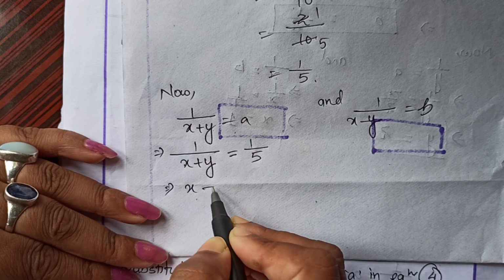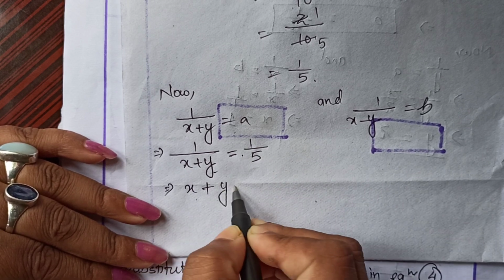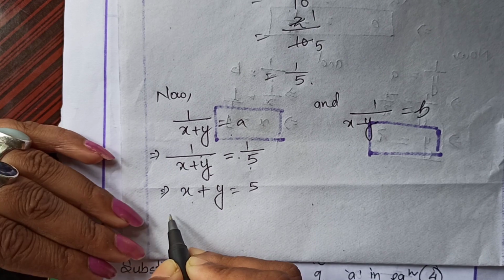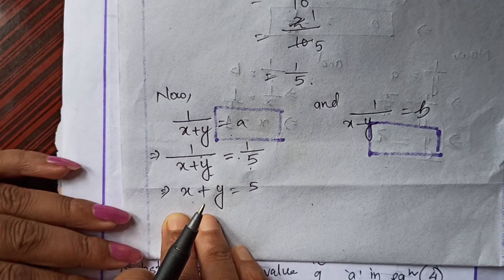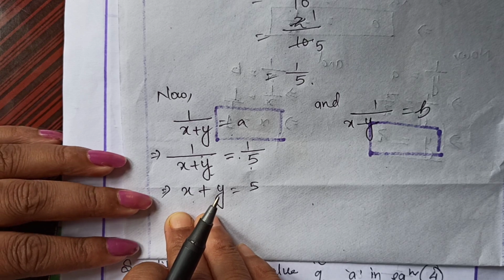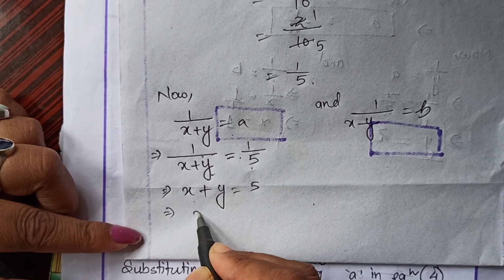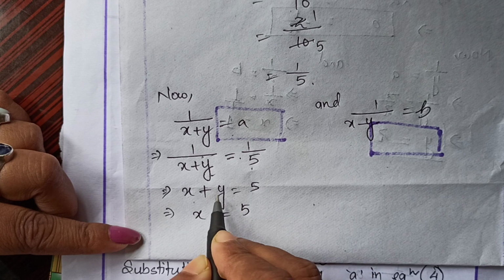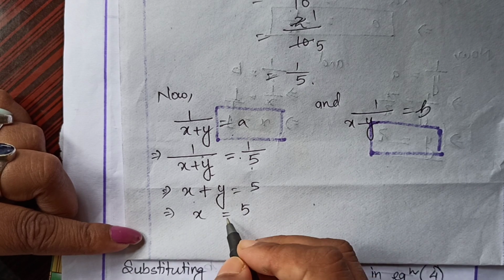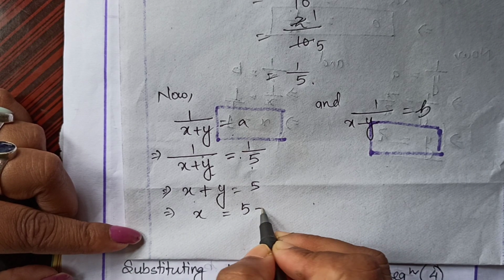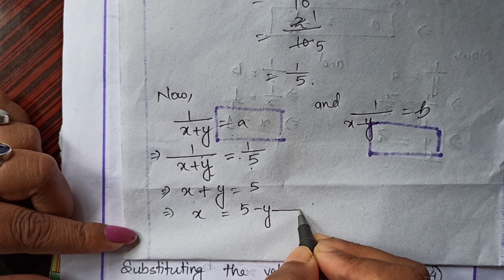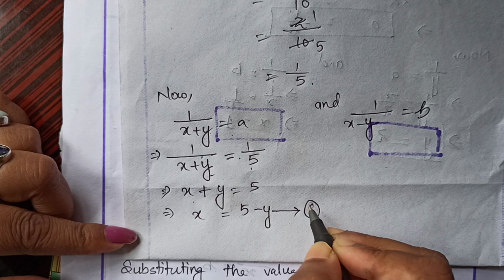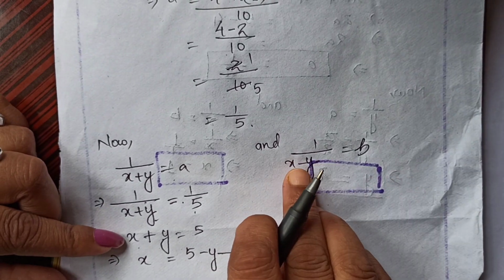x 1 is x, y 1 is y, equal 5 into 1, it is 5. So here we have two variables. So we have to again do the same process of substitution method. We separate out this x. x will be equal to 5. Before y we have a plus sign. If we send it to the right hand side, it will become minus y. Let us call this equation number 6.